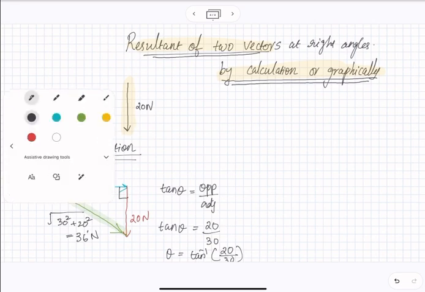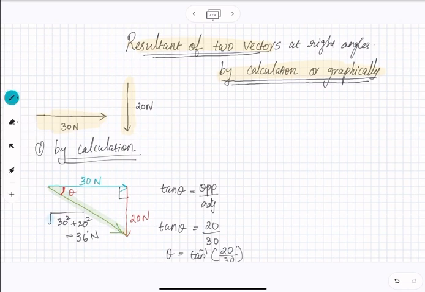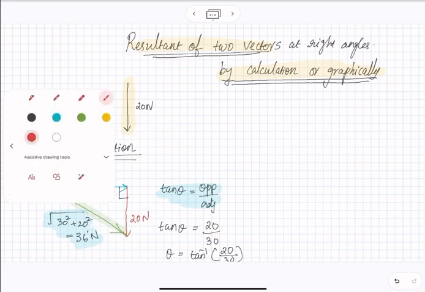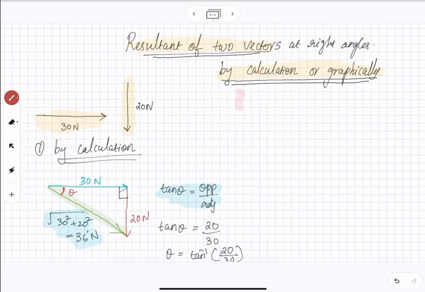So by the calculation method, you will get an accurate answer where you have to find the magnitude of the resultant using Pythagoras theorem, and you should find the angle using SOHCAHTOA. That is the application of maths. Next one, how to find the resultant for the same values using a scale drawing, or graphically, where you should take a ruler, pencil and a protractor, and you should redraw this with exact measurements and direction.